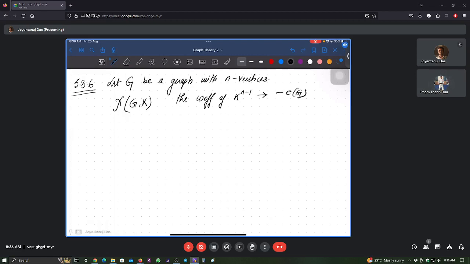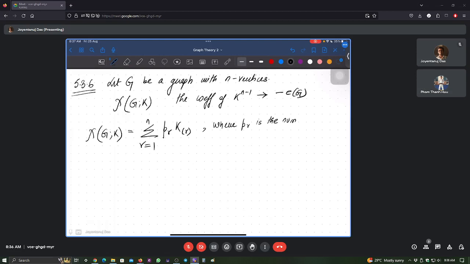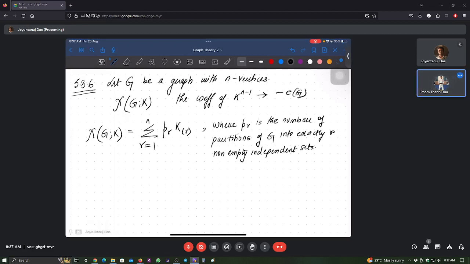So we saw a proposition that the chromatic polynomial of G, comma k, is nothing but the summation r equals 1 to n of p_r times k_r, where p_r is the number of partitions of G into exactly r non-empty independent sets, right? Yeah, right. So now you can use this one.